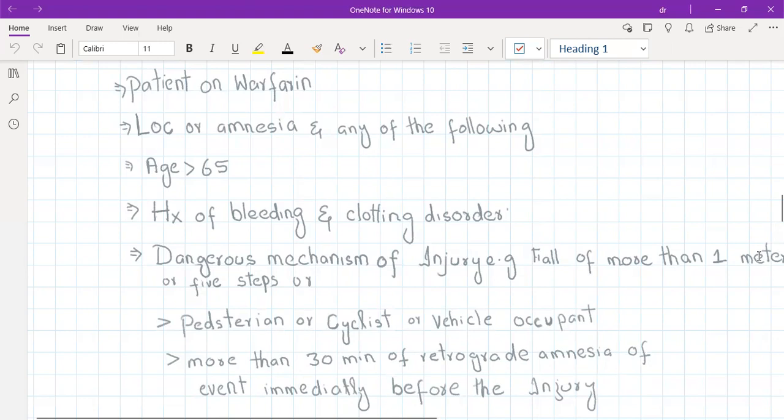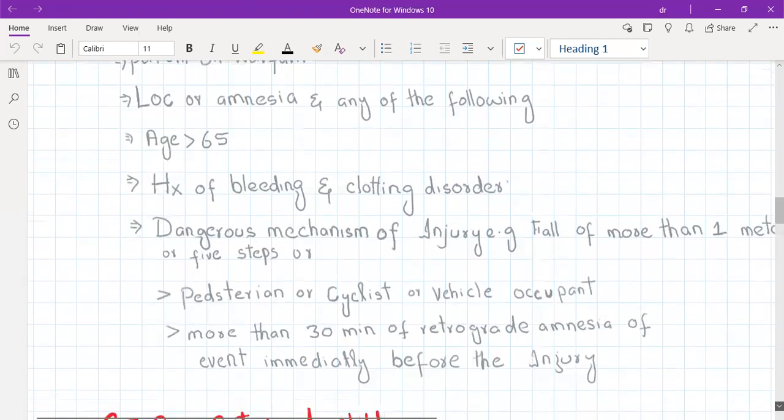So either the patient is on warfarin, or the patient has experienced loss of consciousness or amnesia, and is either more than 65, has a history of bleeding or clotting disorder, has any dangerous mechanism of injury, or has 30 minutes of retrograde amnesia, then you will perform a CT scan within 8 hours. So this was basically the criteria for adults.